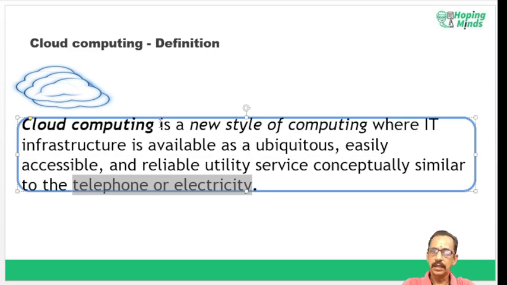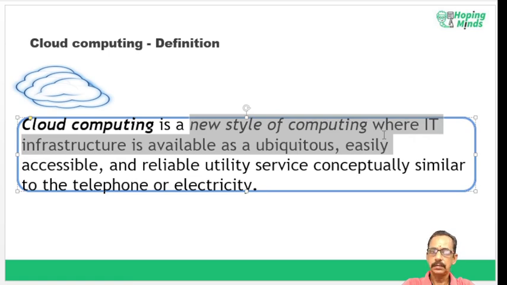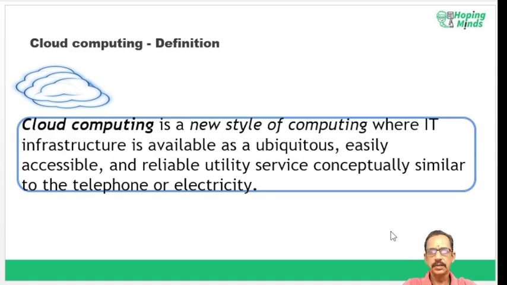IT infrastructure is also available as a telephone service or electricity service. No need to worry about the electricity now, how they are generating it, from where they are purchasing. They have their own generators. So it's totally a new style of computing. Forget about setting up servers, going to the market, contacting the procurement department to purchase them, and after some time realizing you're overutilizing or underutilizing the resources. You need not worry about that.